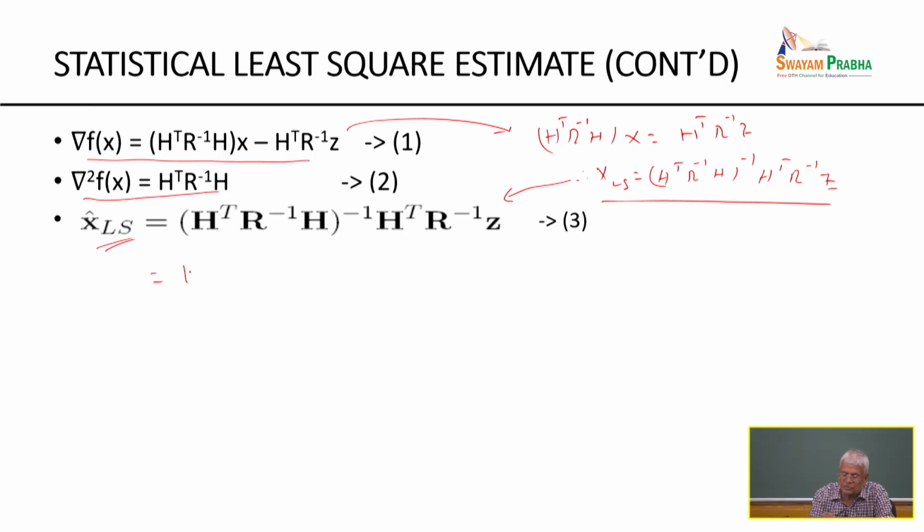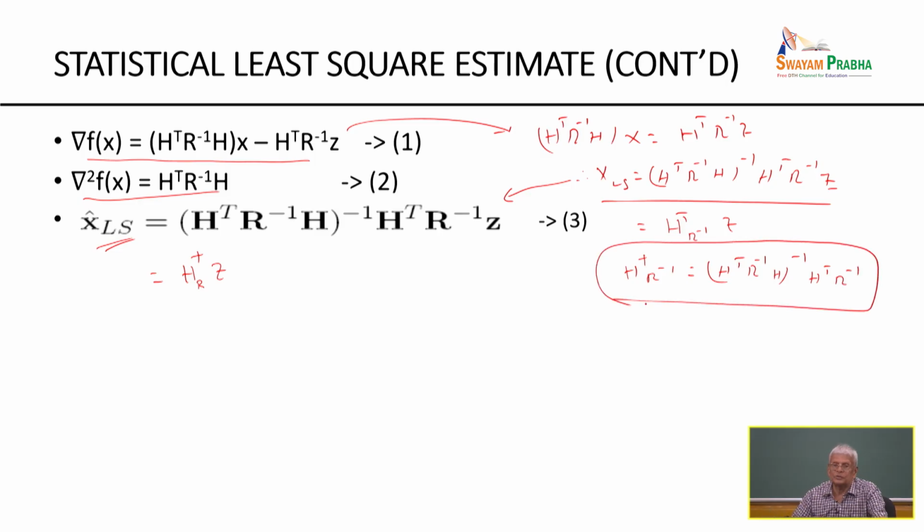I can express this as H plus z with R. H plus with R is essentially the generalized inverse of that. So this I can rewrite as H plus R inverse z, where H plus R inverse is equal to (H transpose R inverse H) inverse H transpose R inverse. So this is the generalized inverse weighted by R inverse.